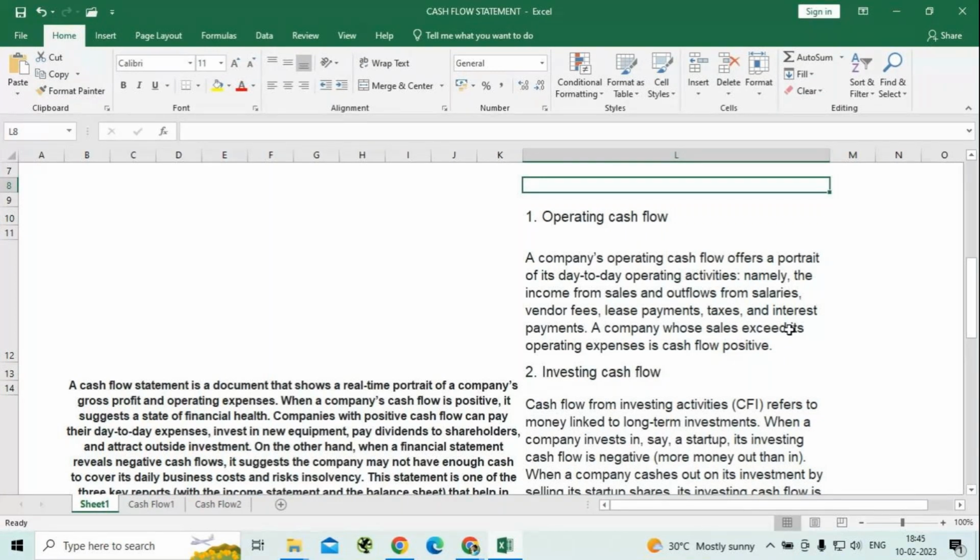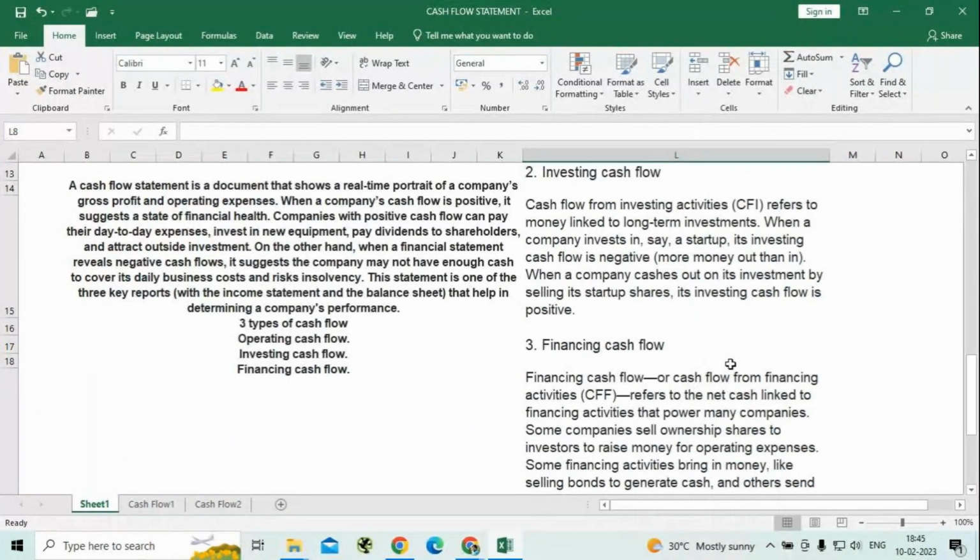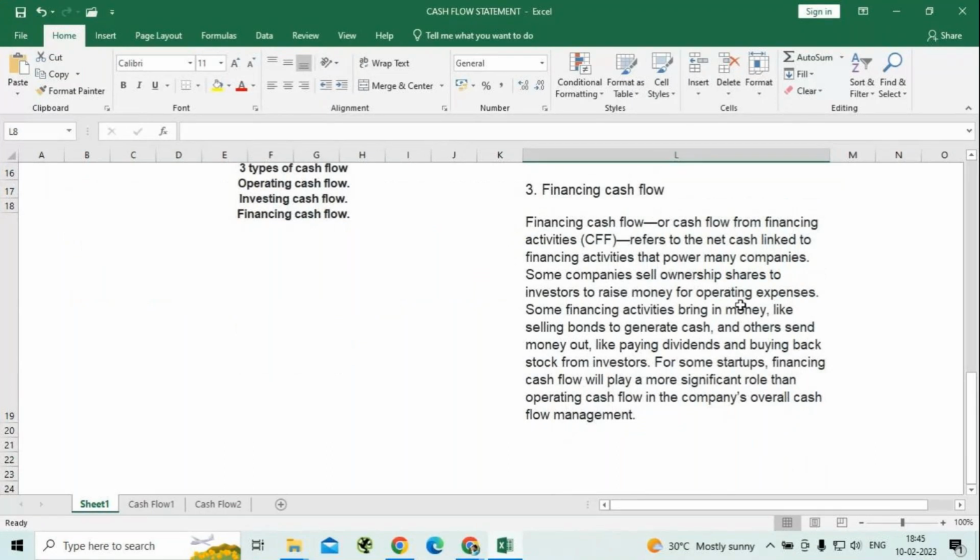Then the second is investing activities. When you bring in investment, or when you spend more money on investing in outside equipment, all these things come under investment activities. Then financing cash flow means: in what ways are you going to find the money for your business? How do you bring money into your business? All that information, and how much the owners of the business are going to withdraw for themselves, is shown in the financing activities.